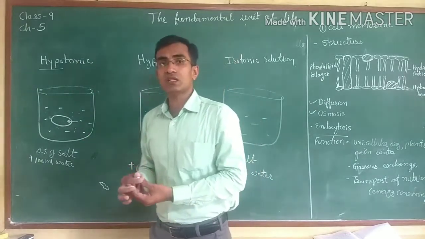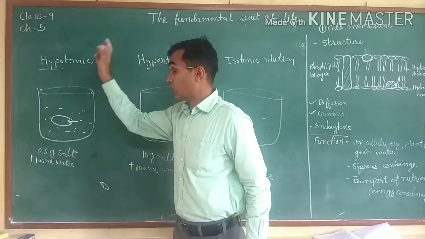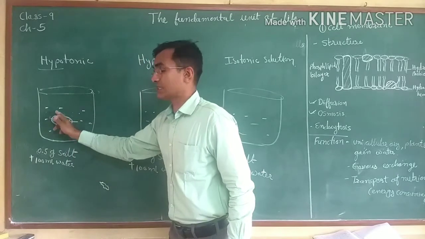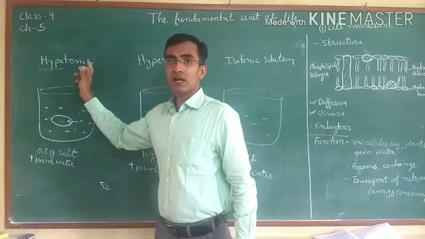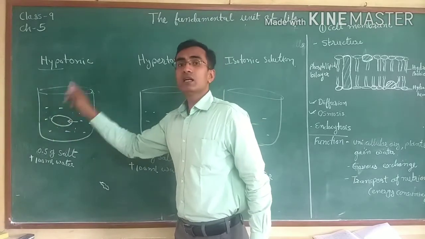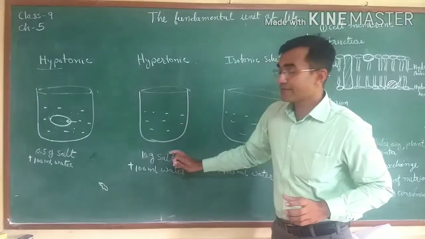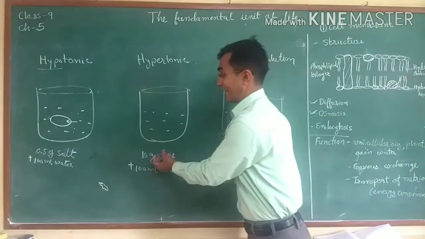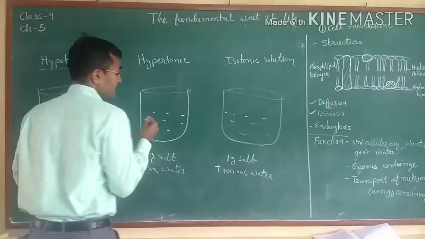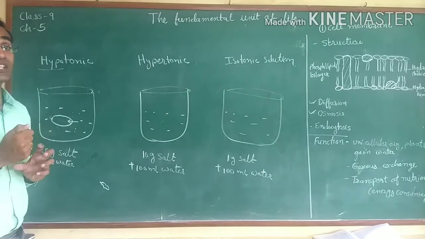The solution which has a higher concentration of water is called the hypotonic solution, compared to the substance which we put in. What we have done over here, we have taken a higher concentration of sugar or salt. The raisin which we add in this will shrink.